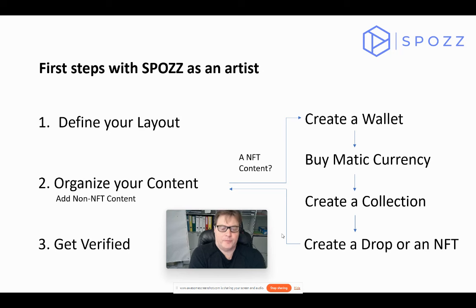The advantage of SPOZZ is that you can create your own collection. So you're owning that part of the blockchain. And this is why you have to pay a small fee to create the collection. But this gives you the total flexibility and ownership over your content. Nobody can take it away from you. And this is why we have set up the system like this.